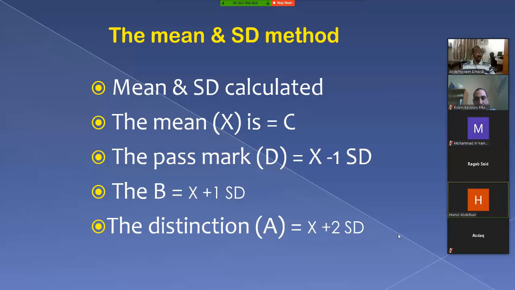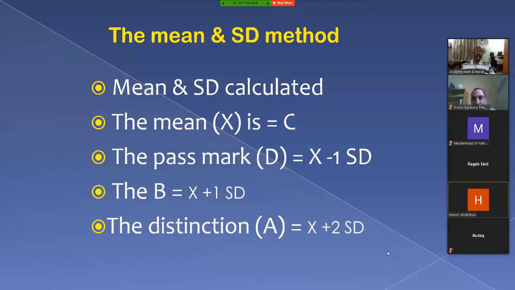You calculate the mean and the standard deviation. To get the pass mark, which is a D, you subtract 1 standard deviation from the mean, and then this will be your pass mark. You add 1 standard deviation to get the B, and you add another standard deviation to get your A. This is the norm referencing method. There are many norm referencing methods, but this is one of them.